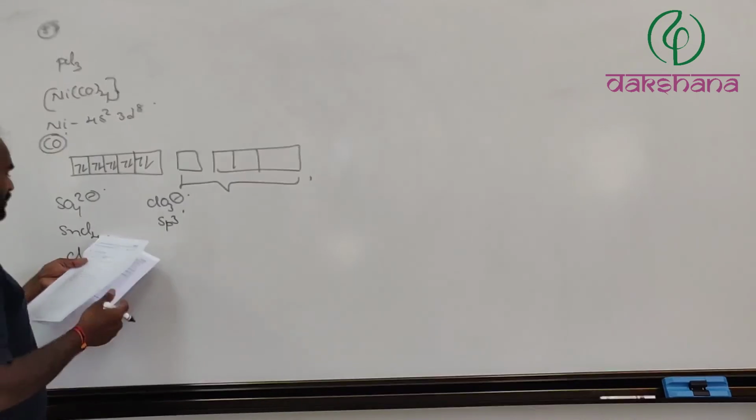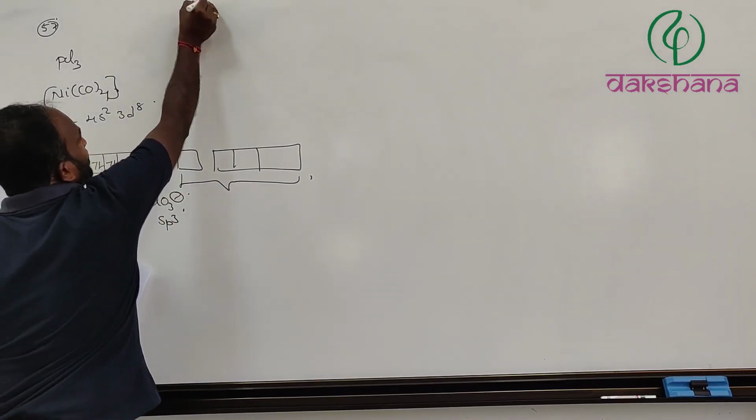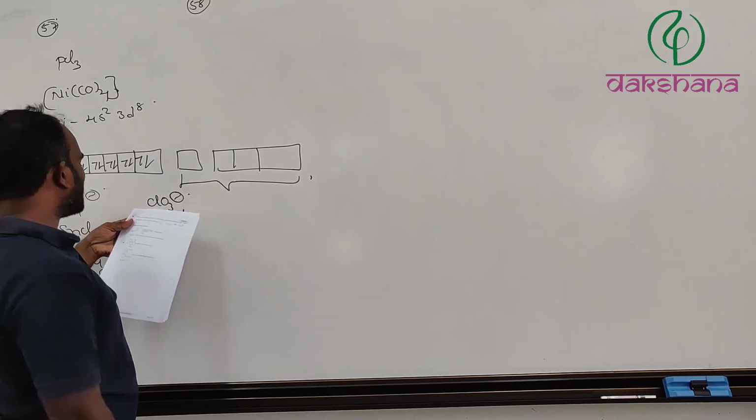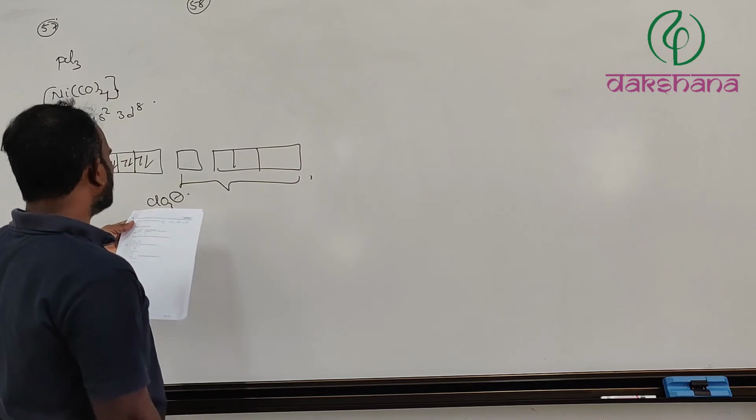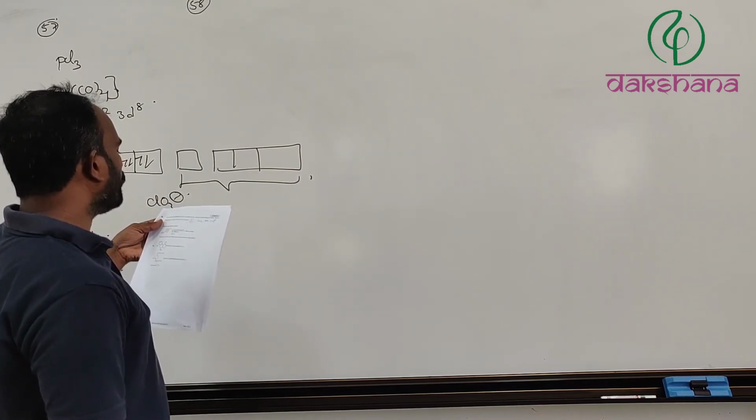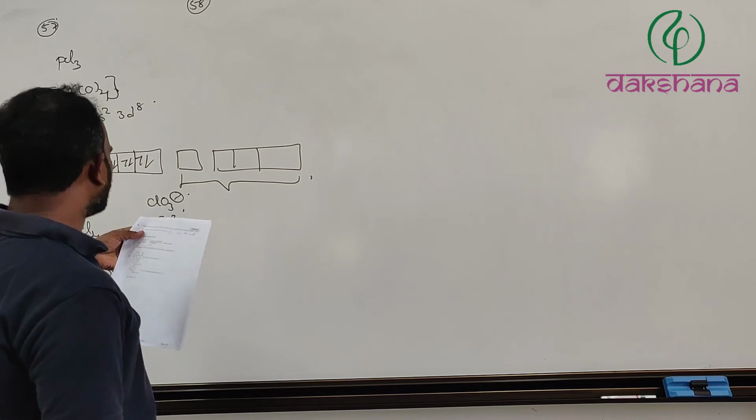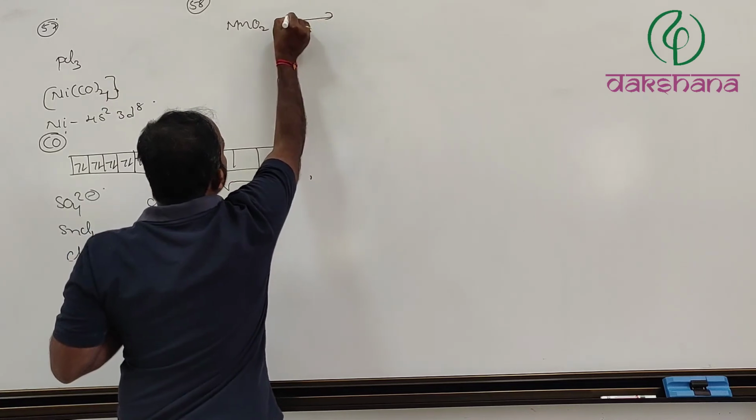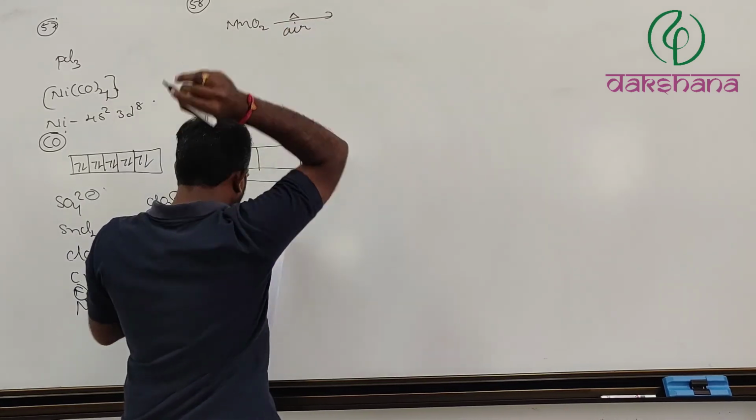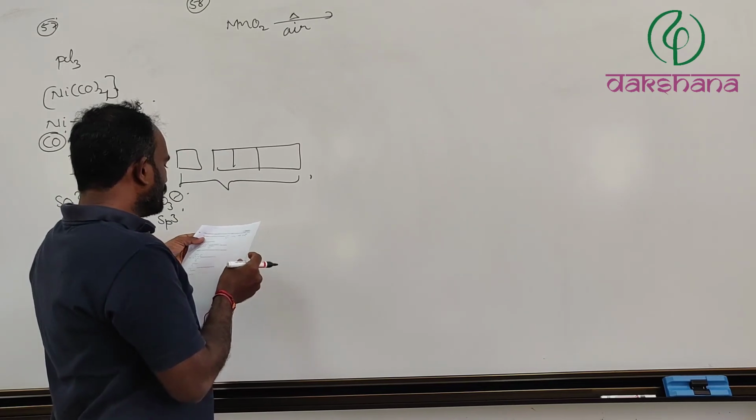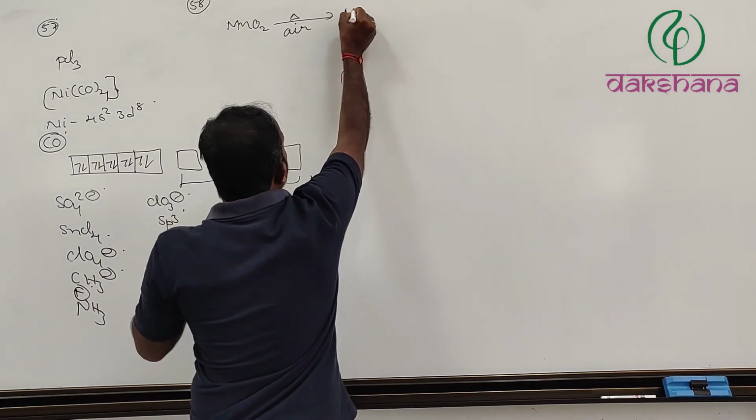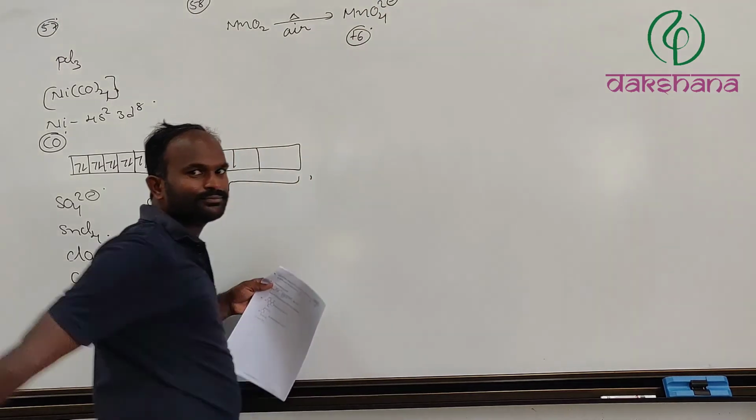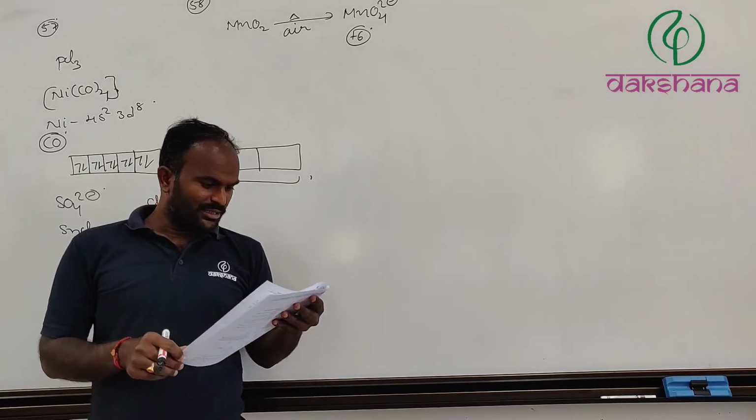Next, question number 58. Pyrolusite is heated with KOH in the presence of air, and a green colored compound results. What is the oxidation state of manganese in the compound? Pyrolusite MnO2, when heated in the presence of air, forms a green colored compound, nothing but the manganate ion, MnO4 2 minus. Its oxidation state is plus 6. So the answer could be 6.